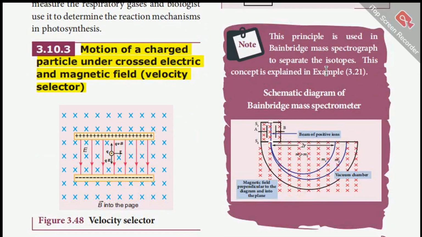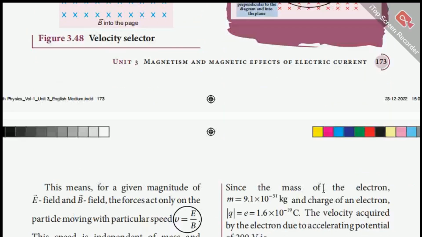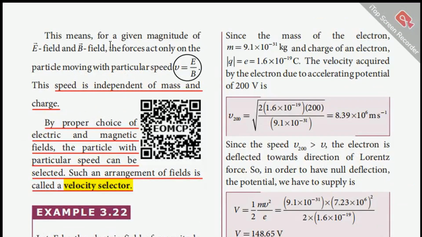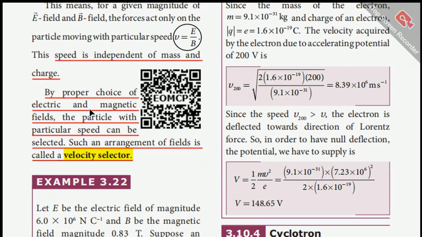And this is used in the Bainbridge mass spectrograph, which is used to separate isotopes. This means for a given magnitude of E and B, the forces balance only for a particle moving at a particular speed v equals E by B. This speed is independent of mass and charge. By proper choice of electric and magnetic fields, a particle with a particular speed can be selected. Such an arrangement of fields is called a velocity selector.